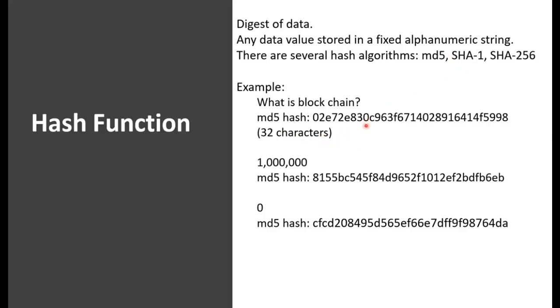So we're taking a look at an example here of MD5, which hashes data into a 32 character string. So if we look here, the string "what is blockchain" is hashed into this 32 character string. And if we look here, this 1 million with the commas is hashed into this 32 character string. And 0 is hashed into this 32 character string. What hashes are used for is not to hide the message here. It is to validate that the message has not changed.